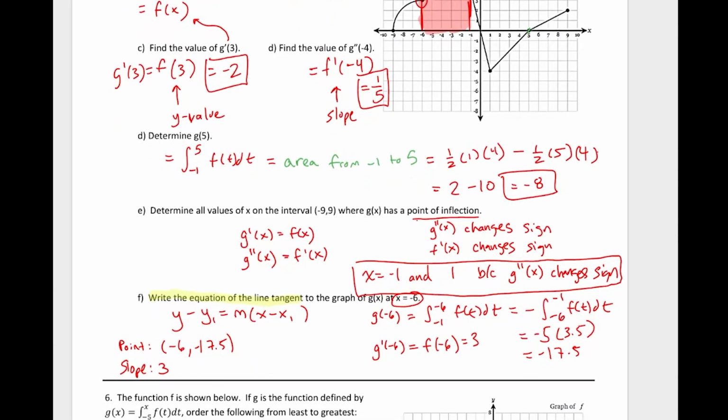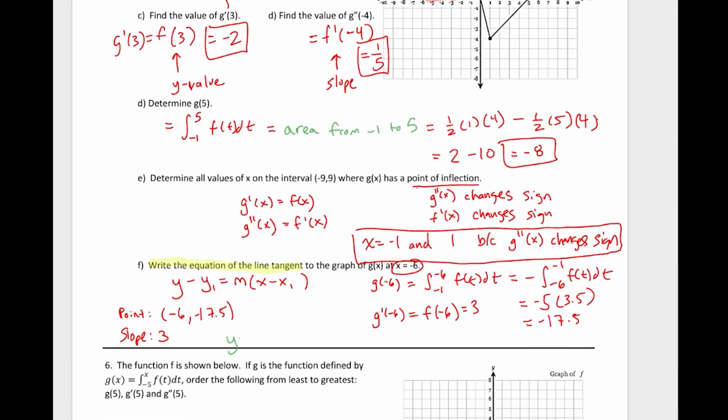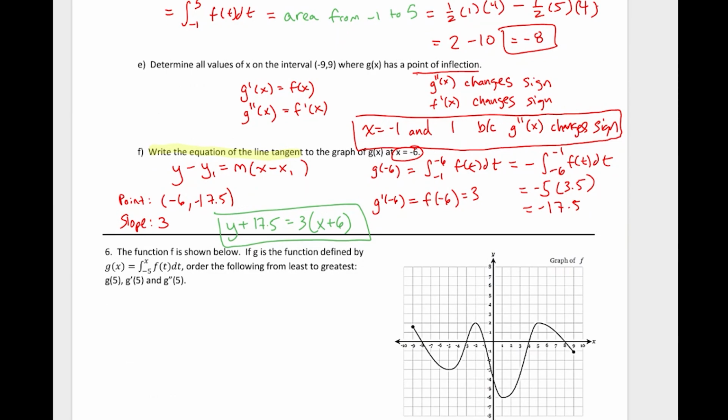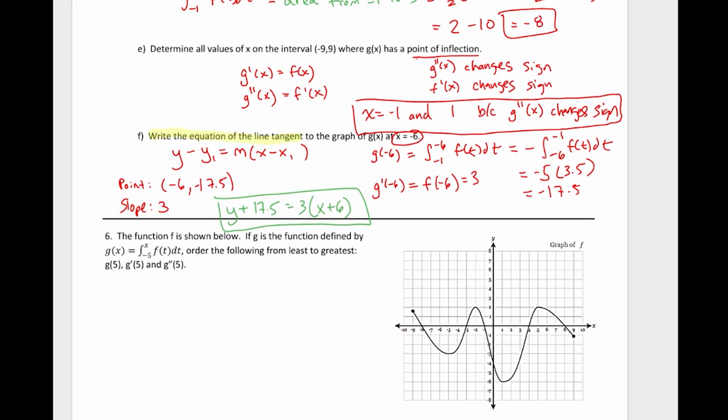So let's finish this one off. This one took a little bit more work than I was expecting. Y minus negative 17.5, so it's going to be plus 17.5, equals the slope 3 times x minus negative 6, so plus 6. I think this probably is the most complicated equation of the tangent line problem I think we've seen all year, if I'm being honest. Maybe there was one that was a little complicated last semester, but I can't really think of one that had as many steps and as many different little twists and turns as this one.